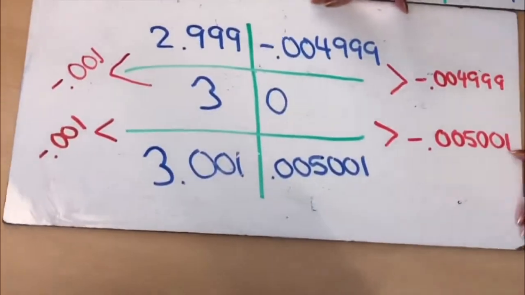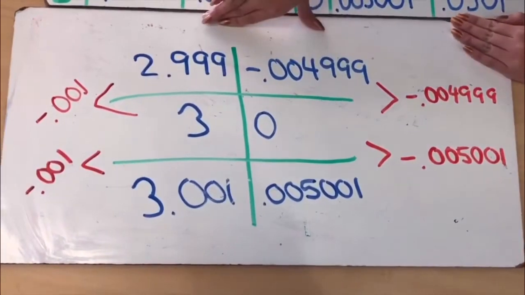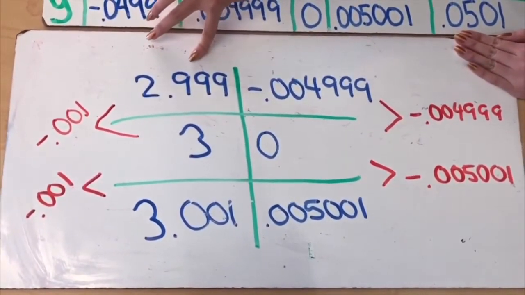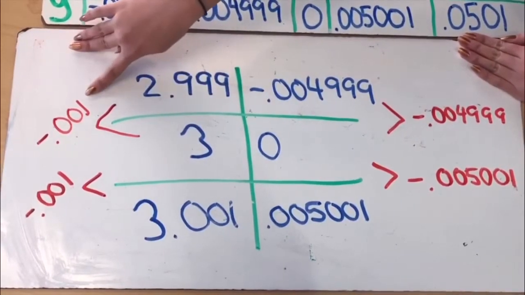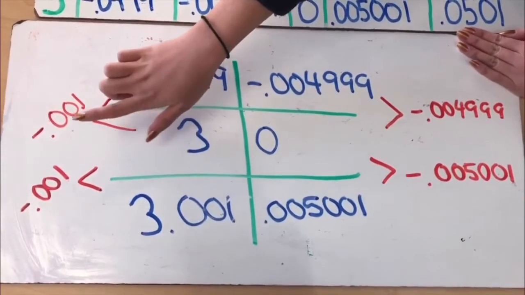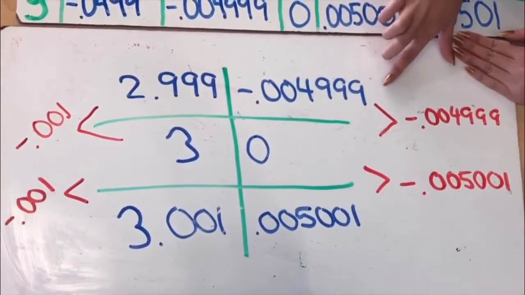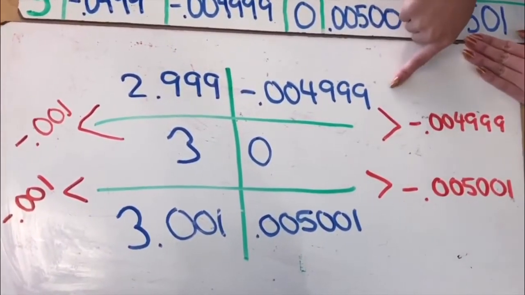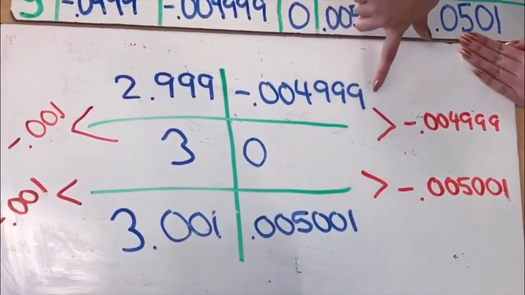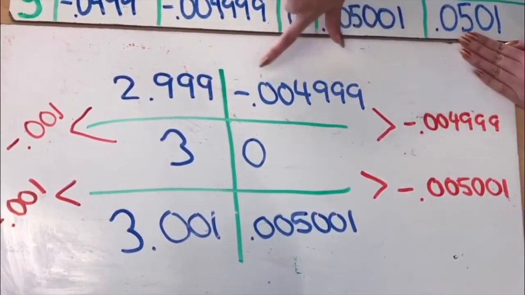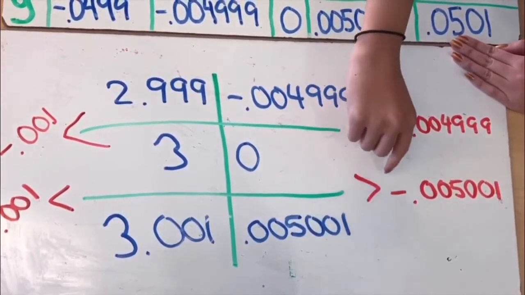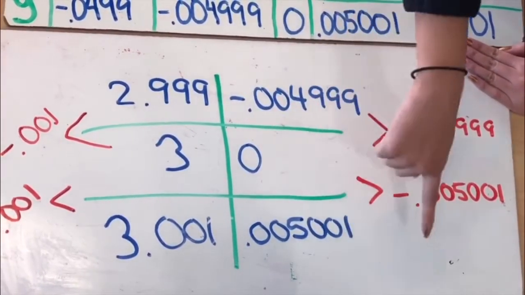And then, when you find the derivative, you have to find the difference between each of these. So 2.999 minus 3 will give you negative 0.001, and then 3 minus 3.001 will get you negative 0.001. And then you find the difference on the other side, the y, and that would be negative 0.004999 minus 0, which gets you the same number, and then 0 minus 0.005001, which will get you negative of this number.